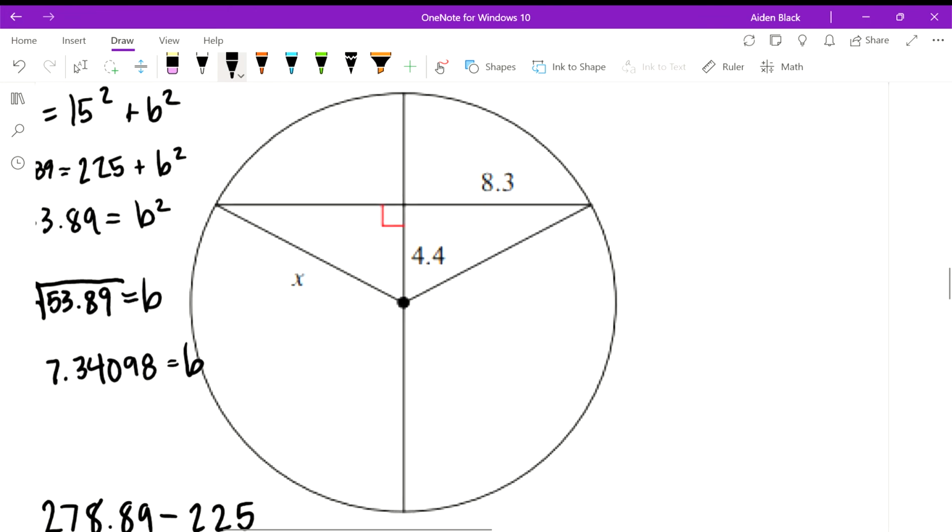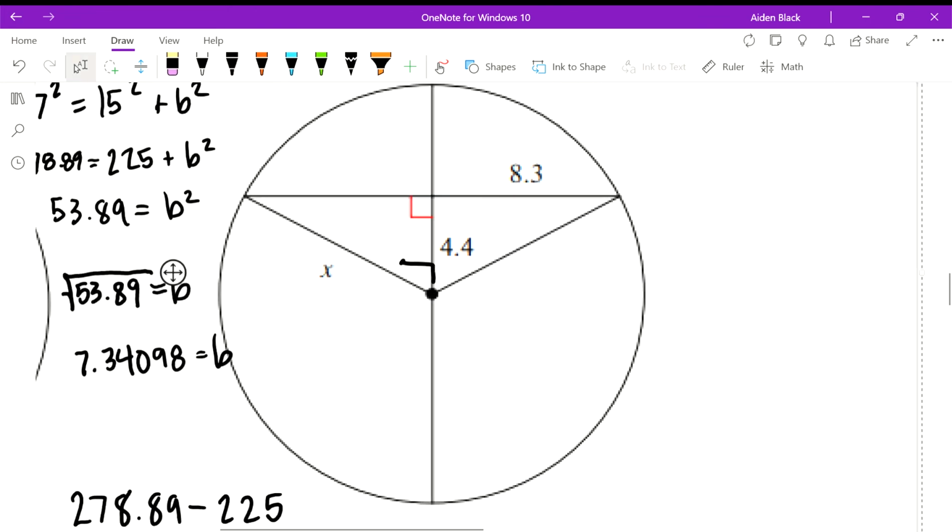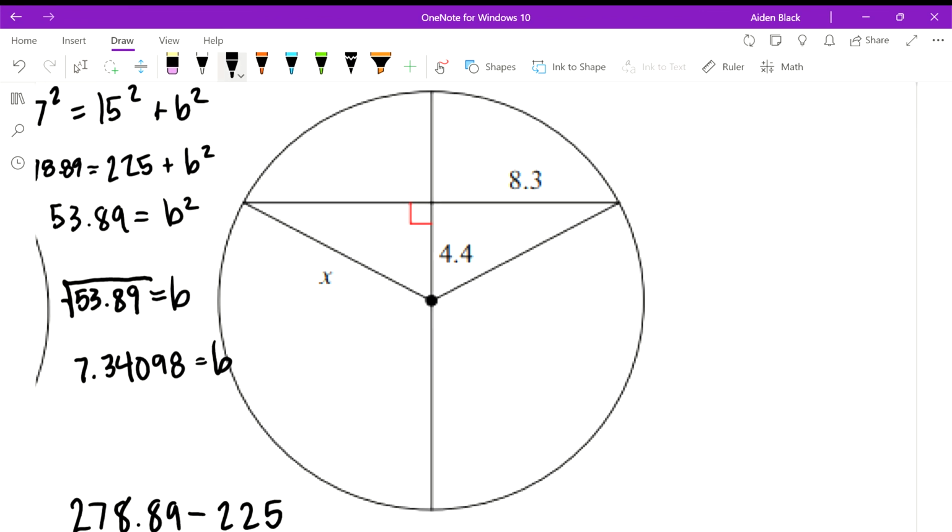Alright, and then finally this one. This one's not too tough, right? We know again that this is perpendicular. This radius drawn is perpendicular to the chord, so it cuts it into two equal pieces. It bisects it. So we know that this is 8.3. We know that this leg of the right triangle is 4.4, and we're looking for x. So this is as simple as using the Pythagorean theorem. 8.3 squared plus 4.4 squared equals x squared. And you guys know how to evaluate that.